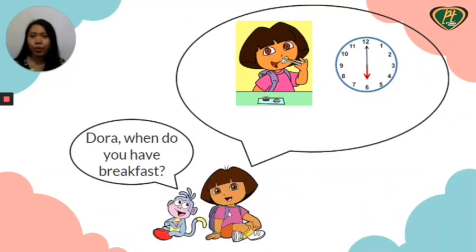Dora, when do you have breakfast? Let's repeat together. 1, 2, 3. Dora, when do you have breakfast? Can you guess what's Dora's answer? Dora says, I have breakfast at 6 o'clock.